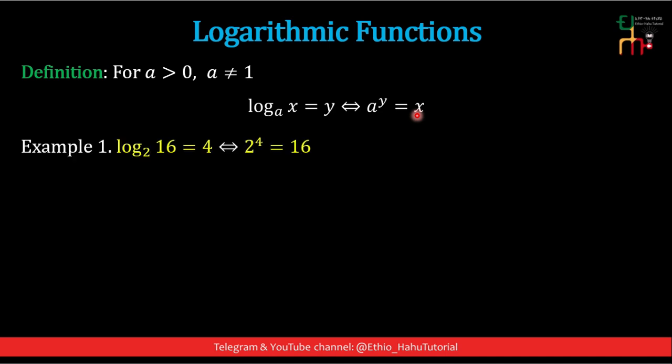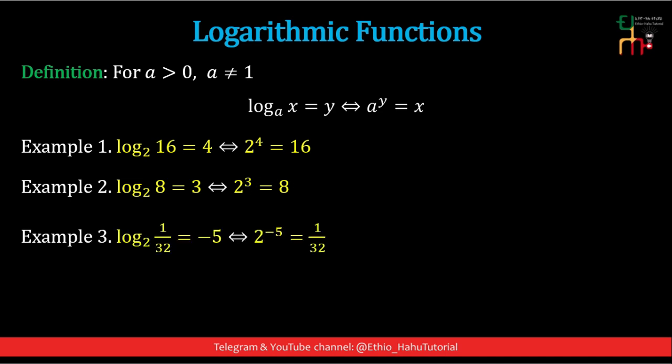To see this by an example, logarithm of 16 to the base 2 is equal to 4, which implies that 2 to the power of 4 is equal to 16. Logarithm of 8 to the base 2 is equal to 3 means 2 to the power of 3 is equal to 8. And logarithm of 1 over 32 to the base 2 is equal to minus 5 means 2 to the power of minus 5 is equal to 1 over 32.